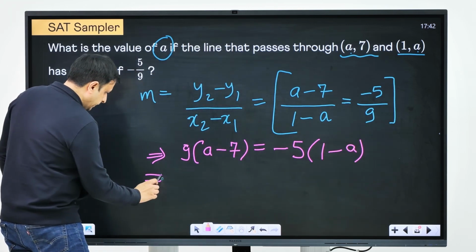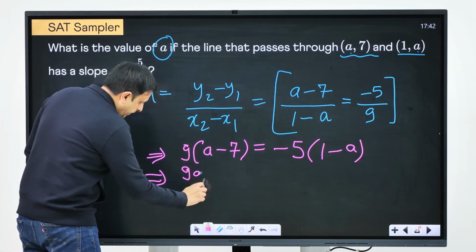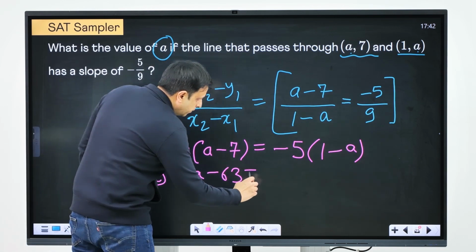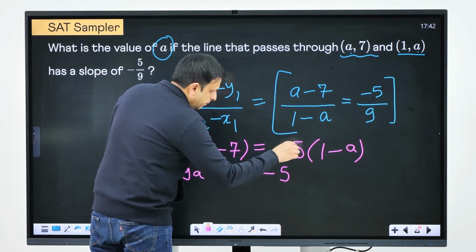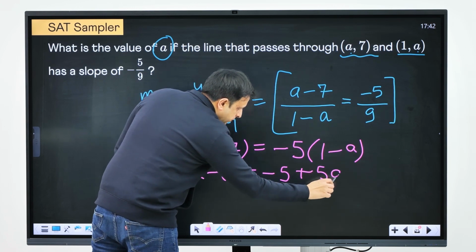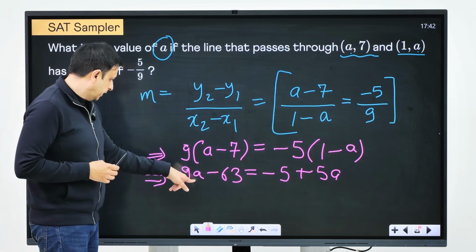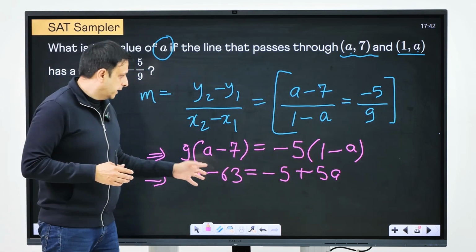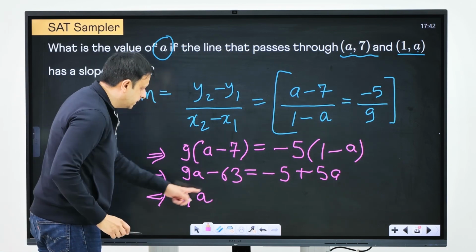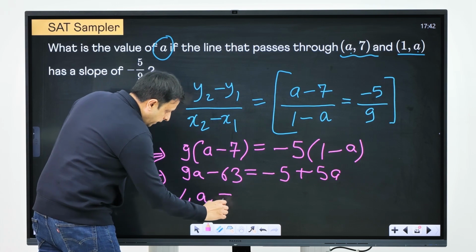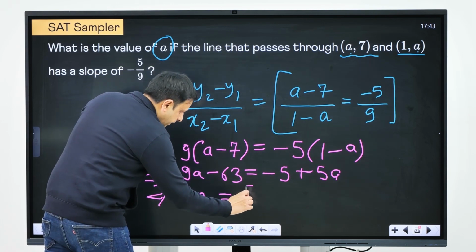Alright, so now let's expand these parentheses. So 9 times (a minus 7) will become 9a minus 63, is equal to negative 5 times (1 minus a), which will become negative 5, and then a positive 5a because you have 2 negative signs here. So now let's use balancing to combine like terms. So I have 9a over here, 5a over here. So let's subtract 5a on both sides. I will get 4a on the left side, and then let's add 63 on both sides. So I will get 4a is equal to 63 minus 5, which is 58.